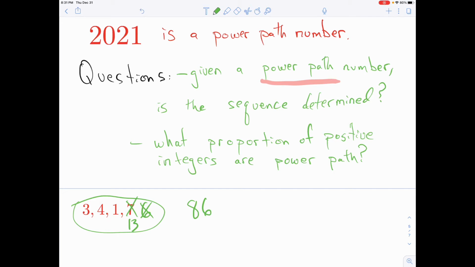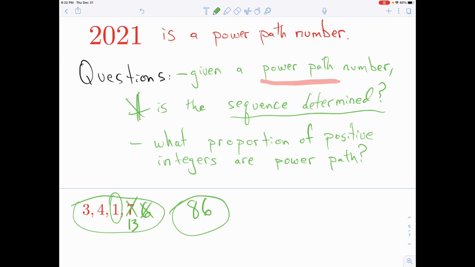So when we talk about the sequence being determined, if we have two sequences where the second last number is a 1, then we would somehow view any two such sequences as equivalent, because otherwise the sequence isn't determined for some trivial reason. So we would have to make a careful definition to take that into account. But other than that kind of trivial situation, is 86 uniquely represented as a power path number? I don't know. So maybe there's a smallest number that has two different representations with two different sequences. Right? So that's one possible question.